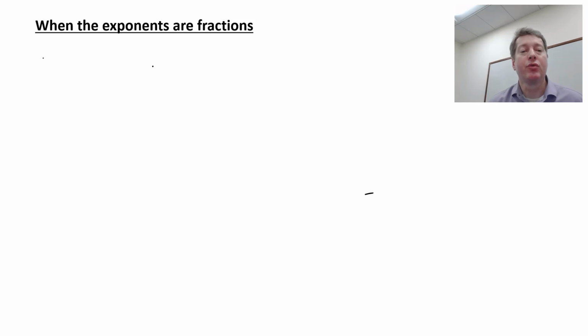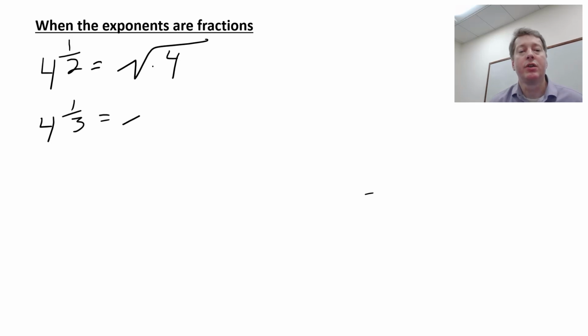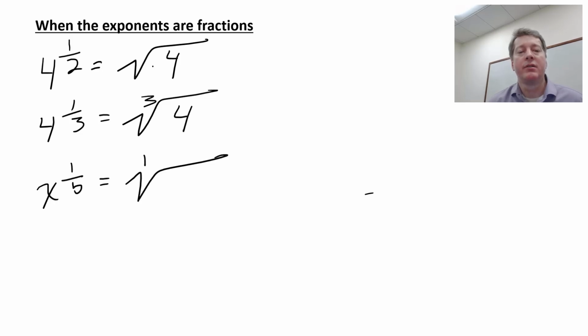Let's apply some general rules here. We said 4 to the 1/2 is what? The square root of 4. 4 to the 1/3 is the cubed root of 4. You put the cube, the 3, inside that little divot, the cubed root of 4. So x to the 1 over b is, you would say, the b root of x.